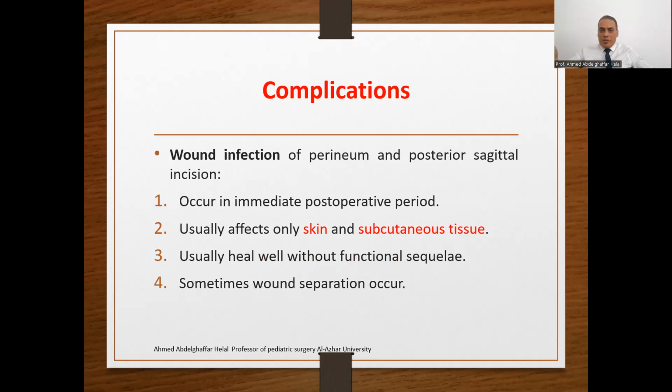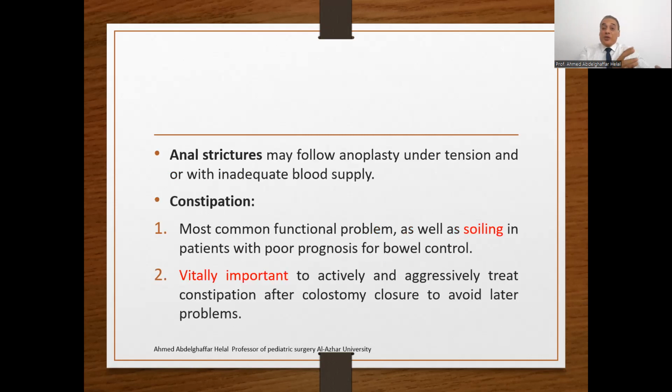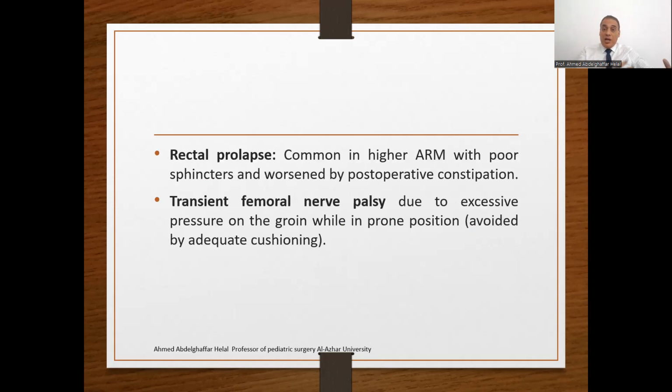There are some postoperative complications. Maybe wound infections, which are very straightforward, caking the skin or subcutaneous tissue sometimes, with pus, without functional sequelae. Also anal strictures, if there is an anoplasty under tension or without adequate blood supply. Constipation and soiling may be very common functional problems. It's vitally important to treat the constipation after colostomy closure to avoid later problems with dilatation and severe constipation. Rectal prolapse may be common in higher anorectal malformations with poor sphincter, and it will be worsened by postoperative constipation.